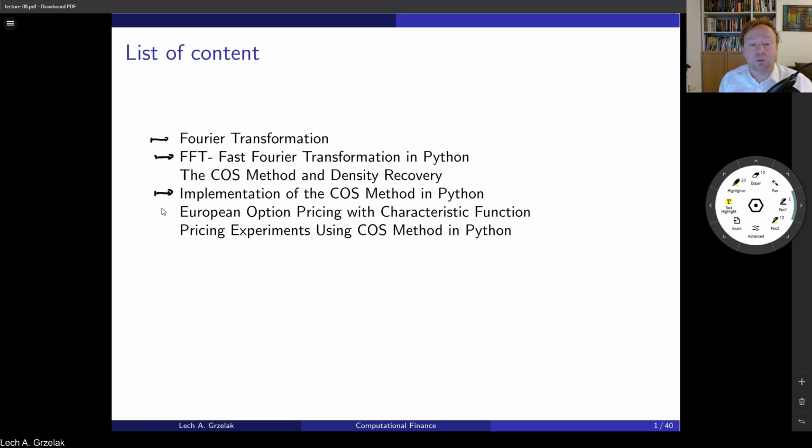And finally, we move to pricing of European type options using the characteristic function and the COS method. Finally, we will wrap it up with some experiments and implementation details. I will also show you how to do the implementation very fast, such that you can perform pricing for multiple strikes at the same time.